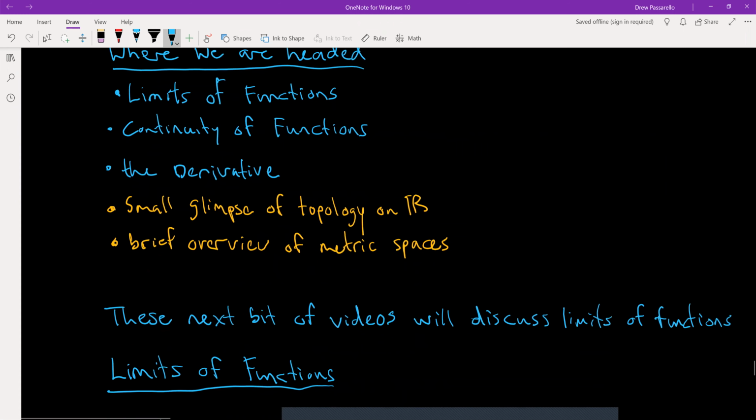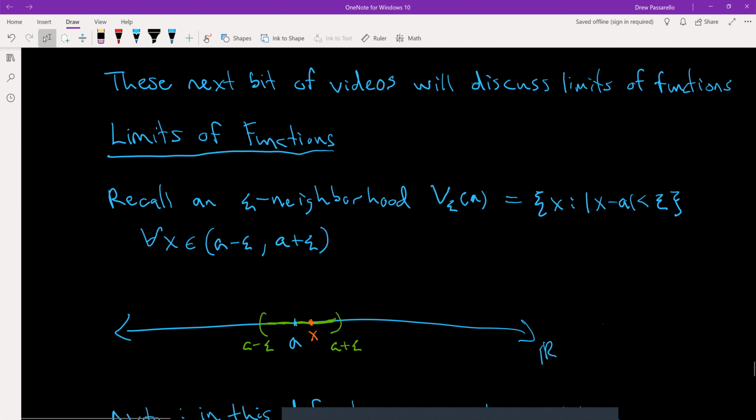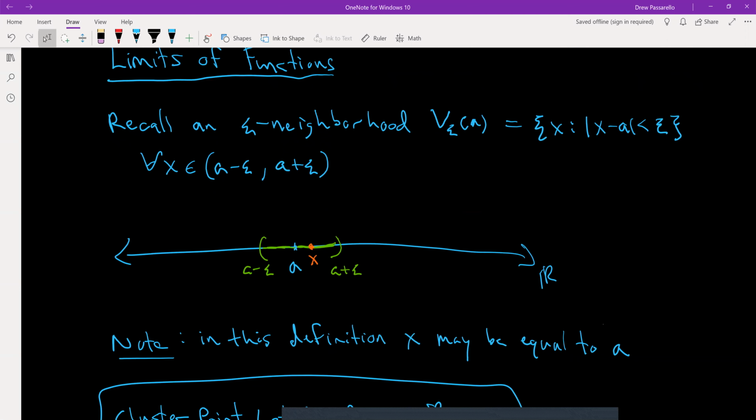Okay. So these next bit of videos are going to cover limits of functions. So recall an epsilon neighborhood is the set of x such that the distance between x and a is less than some epsilon. Or it's an open interval where the endpoints are a minus epsilon and a plus epsilon. So x is in that interval. All right, so a minus epsilon is less than x, less than a plus epsilon.